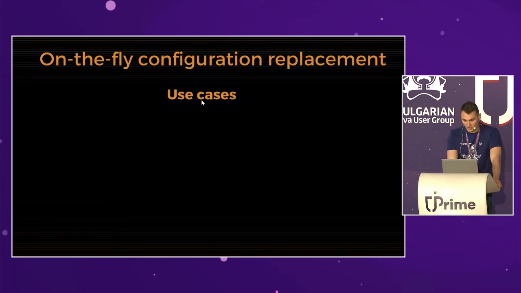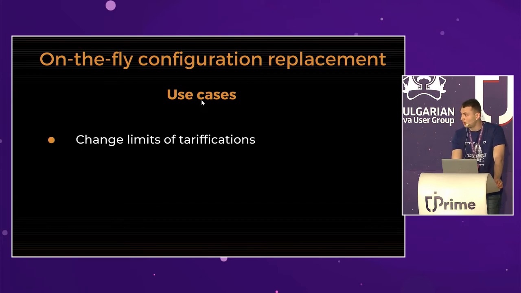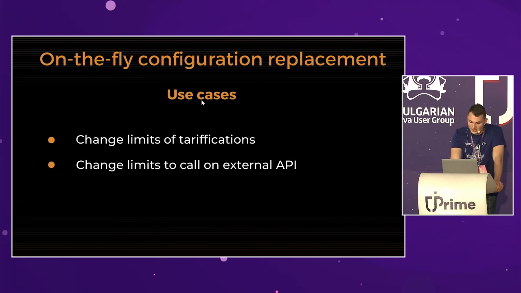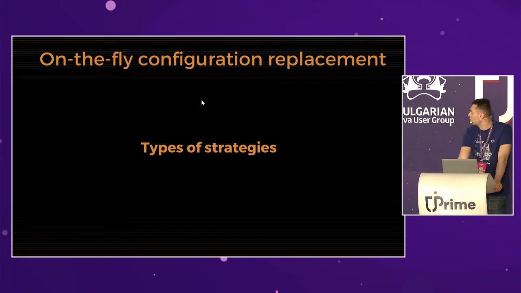Okay, in which cases should we use it? The first case is when we are an API provider and we need to change the limits of verification. I think that's an understandable point. The second is when we use some external API and we need to change our configuration, because we don't want to exceed the limits of the external API. And we have a few strategies to realize it.